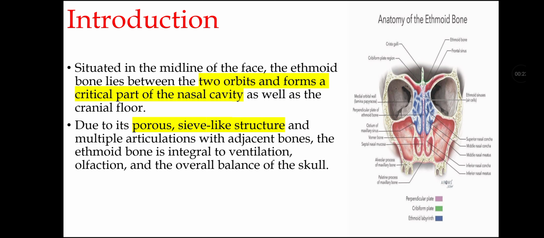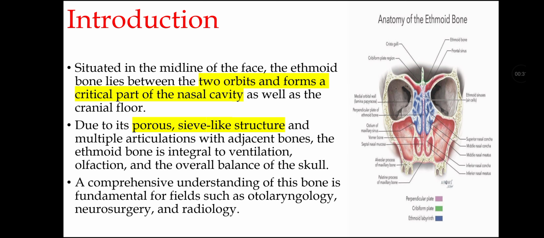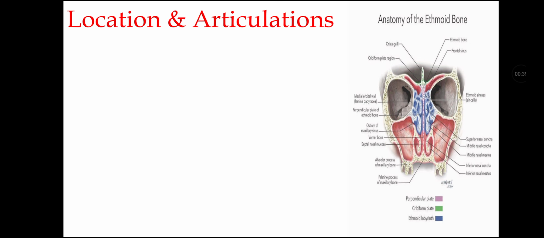Due to its porous sieve-like structure and multiple articulations with adjacent bones, the ethmoid bone is integral to ventilation, olfaction, and overall balance of the skull. A comprehensive understanding of this bone is fundamental for fields such as otolaryngology, neurosurgery, and radiology.